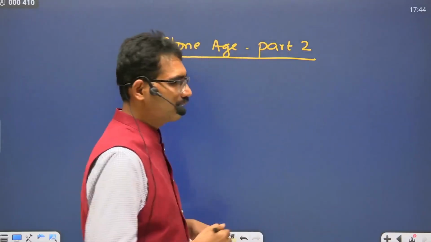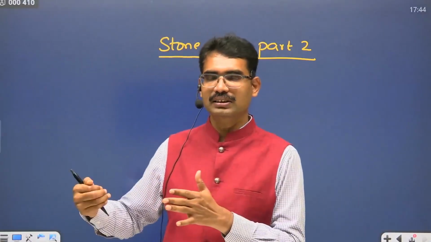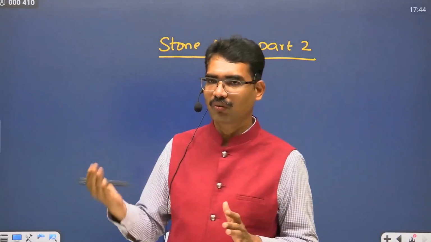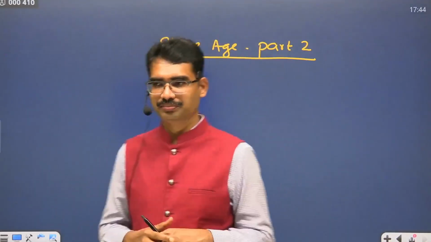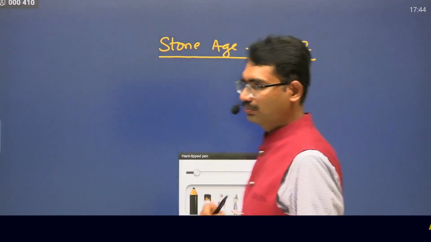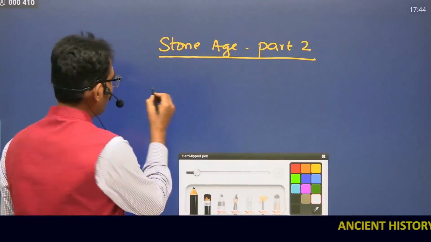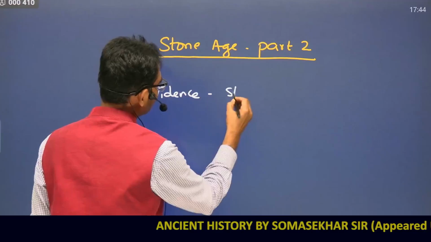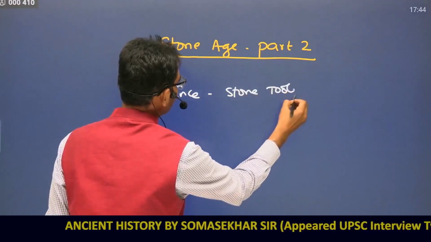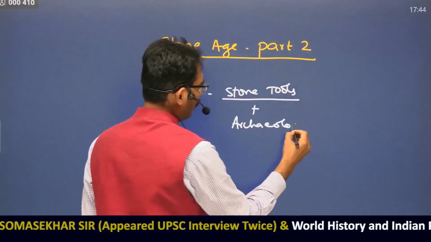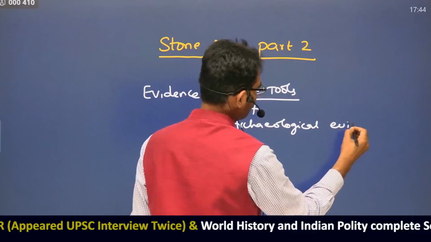UPSC questions directly come from this part. In different places, different evidences came. UPSC asks match the following type of questions: in which part, what is the name of the site? When it comes to Stone Age, what is the evidence we have? Evidence is only stone tools plus other archaeological evidences.